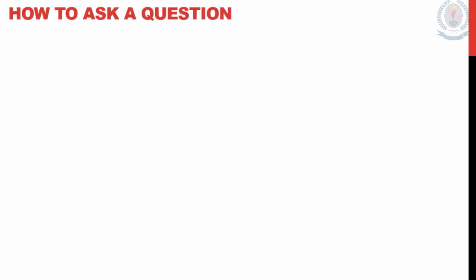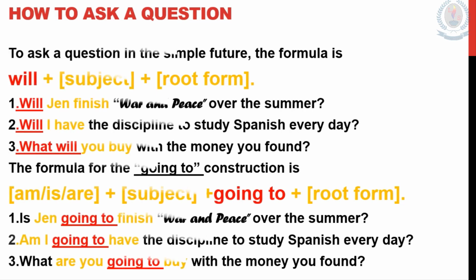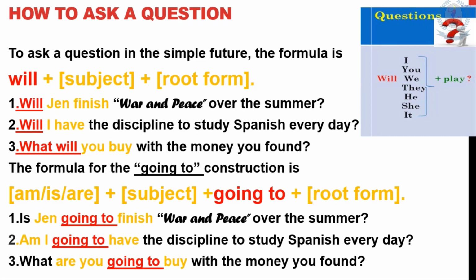How to ask a question? So, how do you ask a question? Using simple future, the formula is will, subject, root form. So, will comes first. At the beginning, you use will. Will Jen finish War and Peace over the summer? Will I have the discipline to study Spanish every day? What will you buy with the money you found?